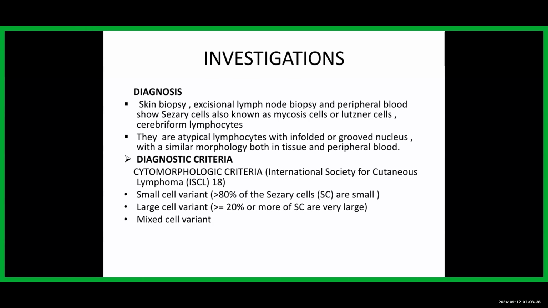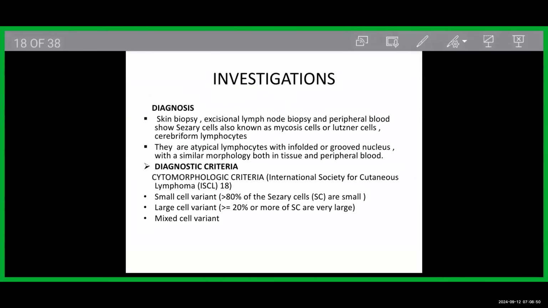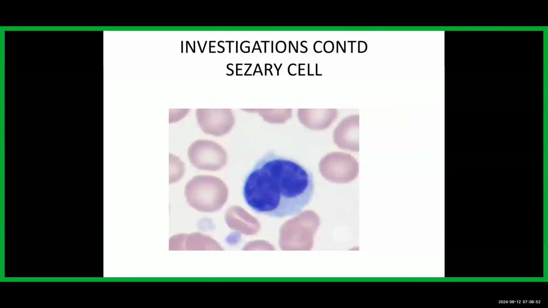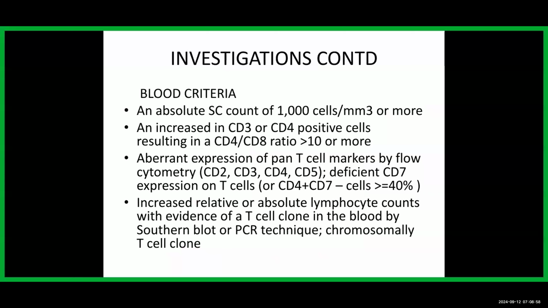For the diagnostic criteria, there's a cytomorphologic criteria and also a blood criteria. Under the cytomorphologic criteria, we look at the small cell variant, large cell variant, and mixed variant. And this is just a picture of a peripheral blood film showing the Sezary cell. The grooved nucleus can be seen.